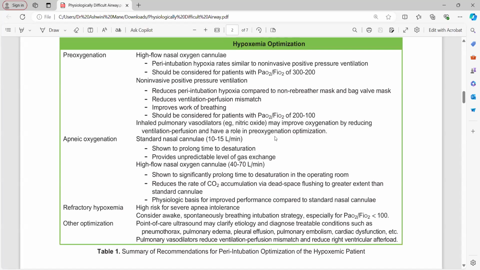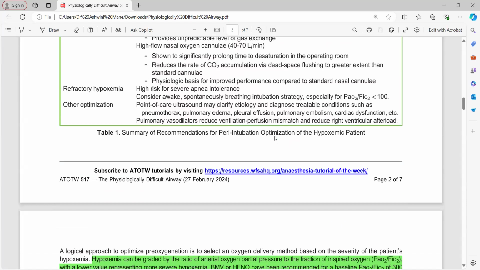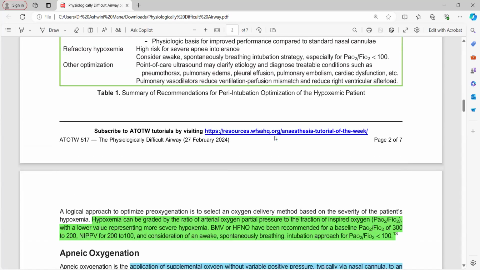Now, regarding refractory hypoxemia, there is a high risk of poor apnea tolerance. In case of refractory hypoxemia, where the PaO2 to FiO2 ratio is less than 100, consider an awake spontaneous breathing intubation strategy. Another optimization is point of care ultrasound, which may clarify the etiology and diagnose treatable conditions such as pneumothorax, pulmonary edema, pleural effusion, pulmonary embolism, and cardiac dysfunction. Pulmonary vasodilators reduce the ventilation perfusion mismatch and reduce the right ventricular afterload.